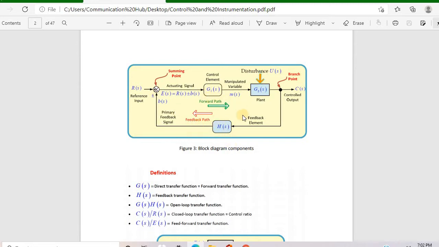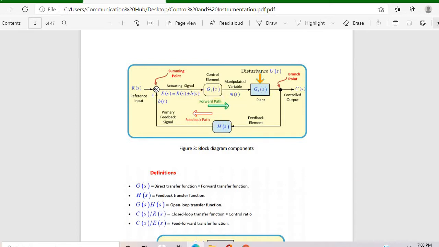Here if I take the transfer function, I just multiply G1 G2, and I get the direct transfer function or feed forward transfer function. For the feedback transfer function, we have only H of S. For the open loop transfer function, we have to disconnect this branch and calculate the transfer function. That means I have to multiply G1 by G2 and then H, and that is known as the open loop transfer function. Similarly, for closed loop, I have to take the ratio of C of S to R of S. We will see how we calculate the closed loop transfer function.